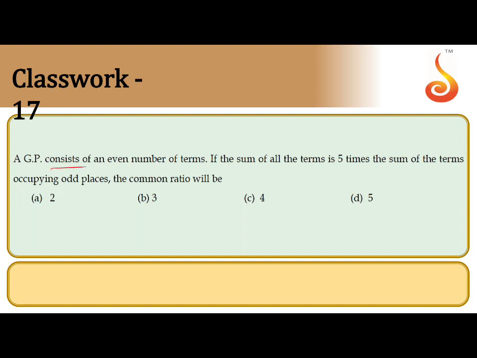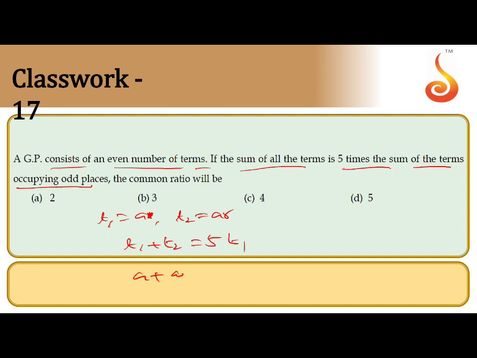A GP consists of an even number of terms. Even number means 2 terms, or 4 terms, or 6 terms, like that you can take. The sum of all terms equals 5 times the sum of the terms occupying odd places. Suppose you take 2 terms: T1 is A, T2 is AR in a GP. So what is given? The sum of all terms, T1 plus T2, equals 5 times the sum of the terms occupying odd places. Odd place means the first place, that is T1. So A plus AR equal to 5 into A.